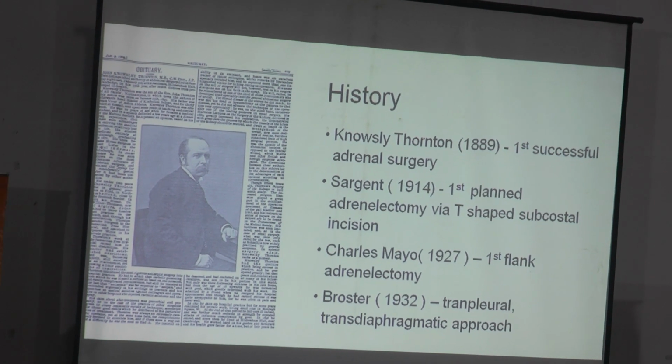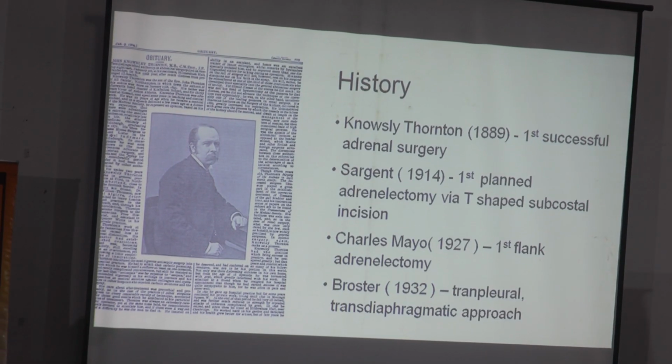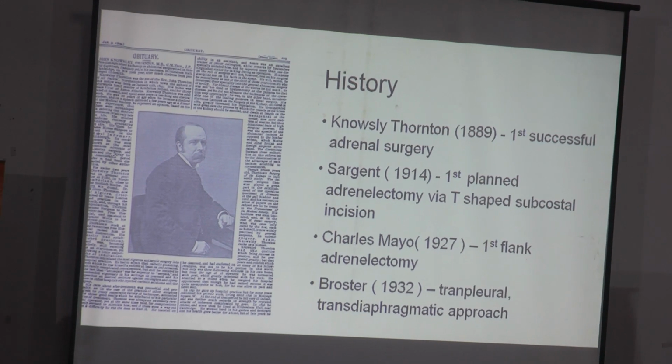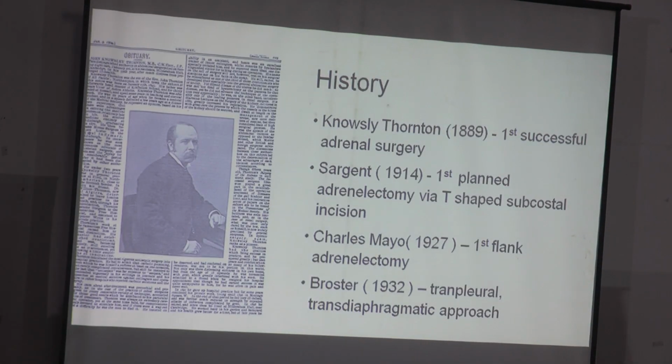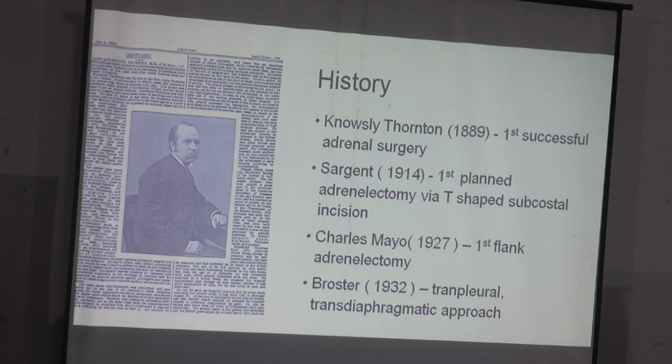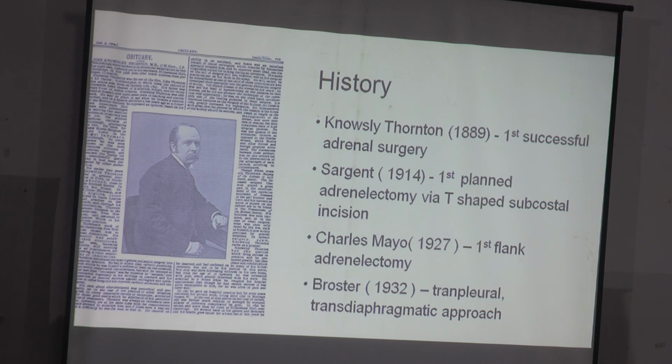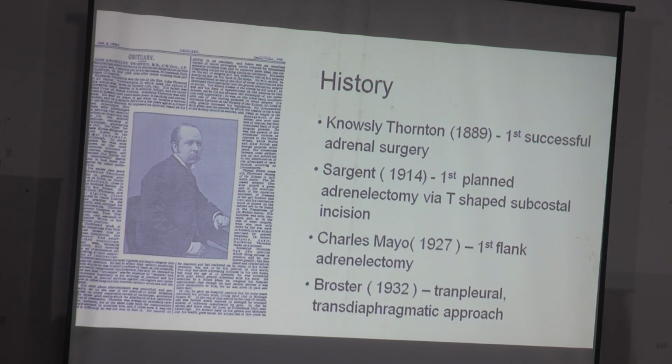Sargent in 1914 is credited with the first planned adrenalectomy via a T-shaped subcostal incision. Charles Mayo performed the first flank adrenalectomy in 1927, and Broster performed the first transpleural transdiaphragmatic approach to adrenalectomy, which provided excellent access to large adrenal tumors which were operable.